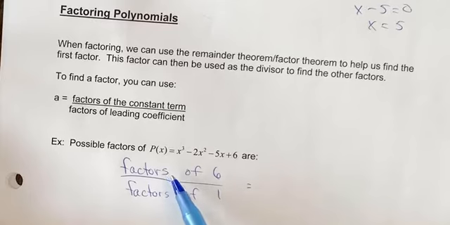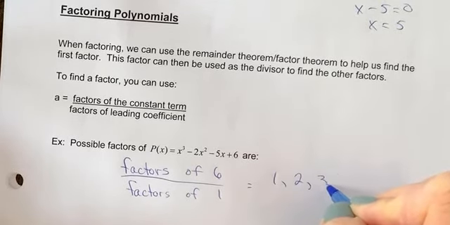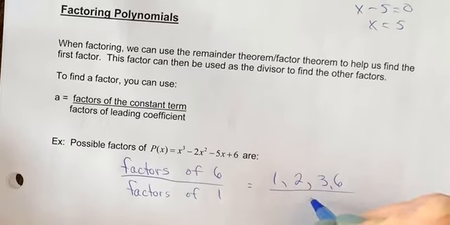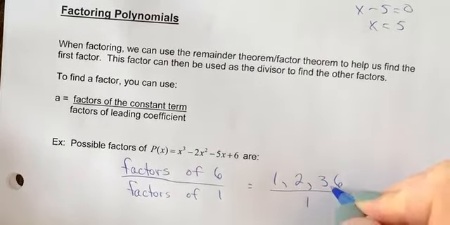So if we look at that situation in this polynomial, the possible factors would be factors of 6 divided by factors of 1. So the factors of 6 are 1, 2, 3, and 6, and the factors of 1 are 1. Now, at first glance, you might think that is all of them, but you have to remember that we have to include negative numbers.